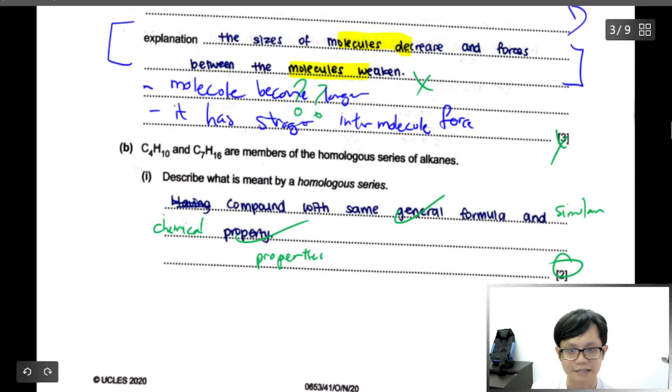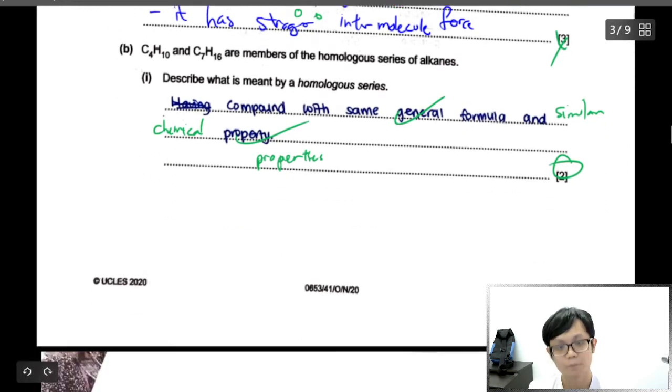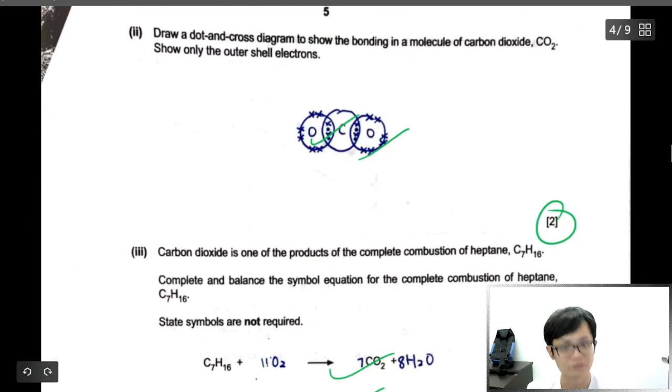Okay, sorry, I skipped this question. C4H10 and C7H12 are members of a homologous series. So what does homologous series mean? Compounds have the same general formula, yes, but different physical properties. Okay, but I just add, has the same general formula and similar chemical properties. Okay, I think this is a straightforward question.